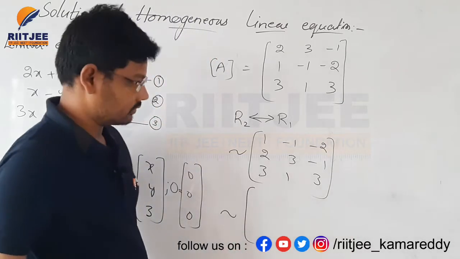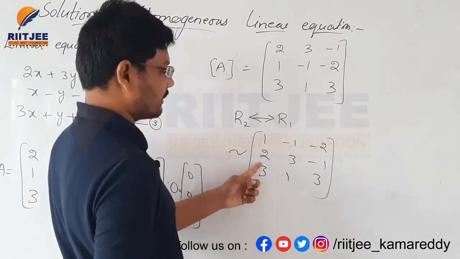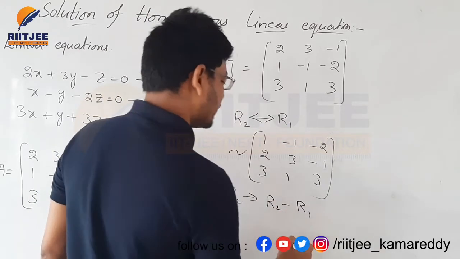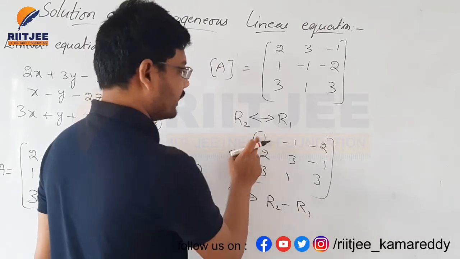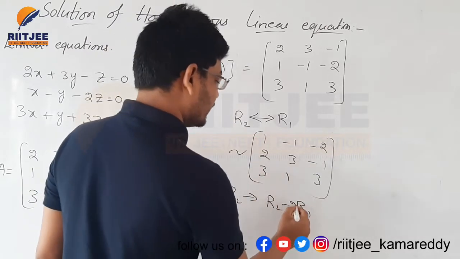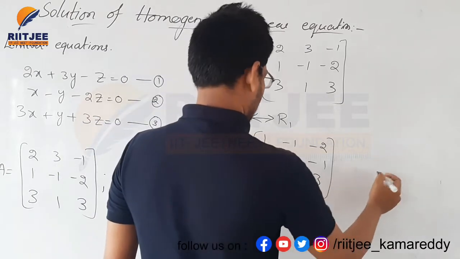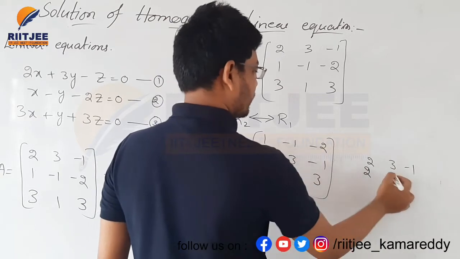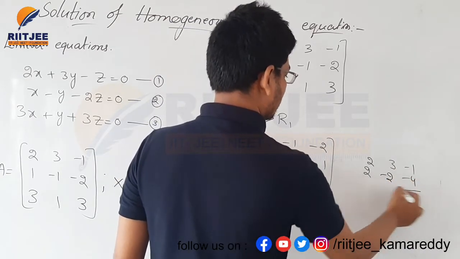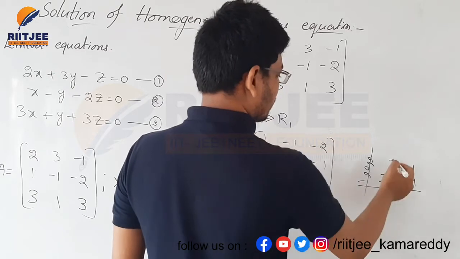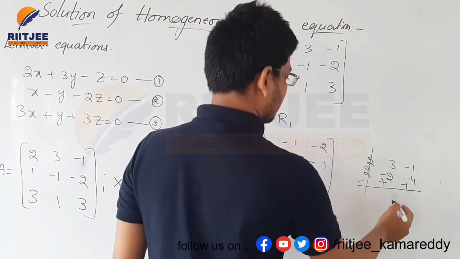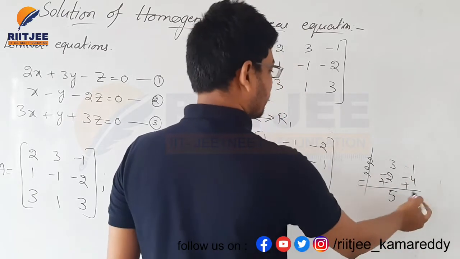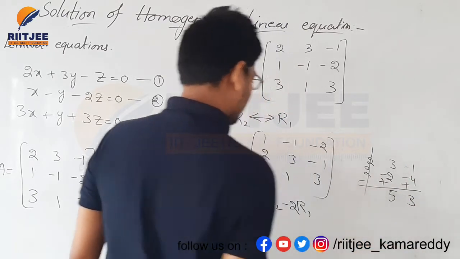Next, here we need to convert this number to 0. So R2 is changed to R2 minus 2 R1. Here 2 minus 2, that is 0. Here we need to multiply this total row with 2, then it will become 0. So R2: 2 3 minus 1, and 2 into 1, 2 into minus 1 is minus 2, 2 into minus 2 is minus 4. Now subtracting, 0, then 3 plus 2 is 5, minus 1 plus 4 is plus 3, so 0 5 3.